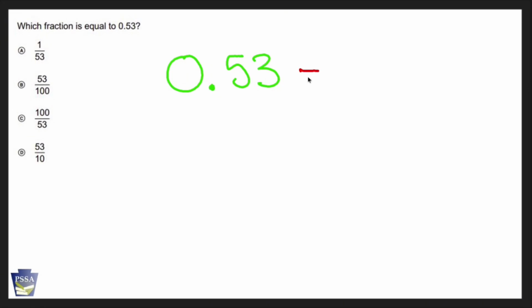So how can I turn that into a nice looking fraction? Well, 53 hundredths is 53 over 100. So 0.53 becomes 53 over 100.